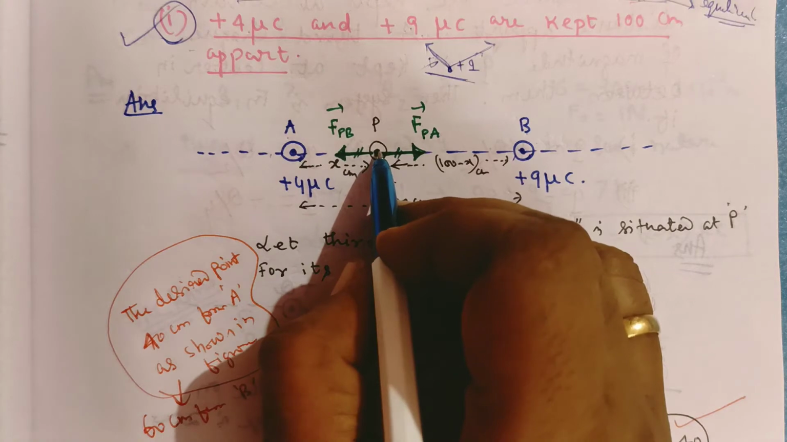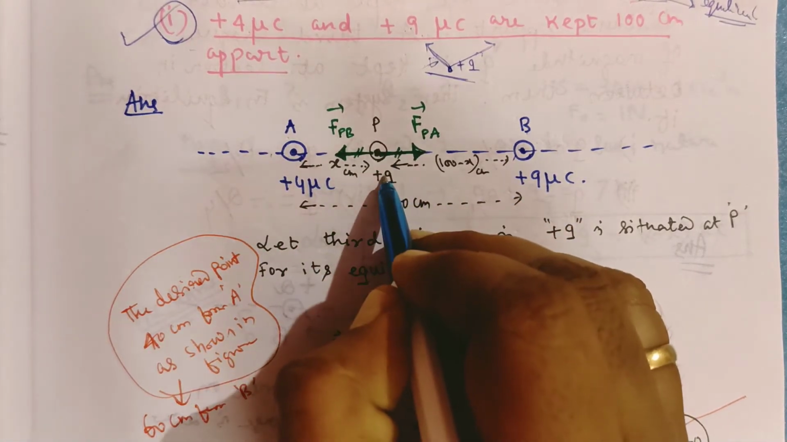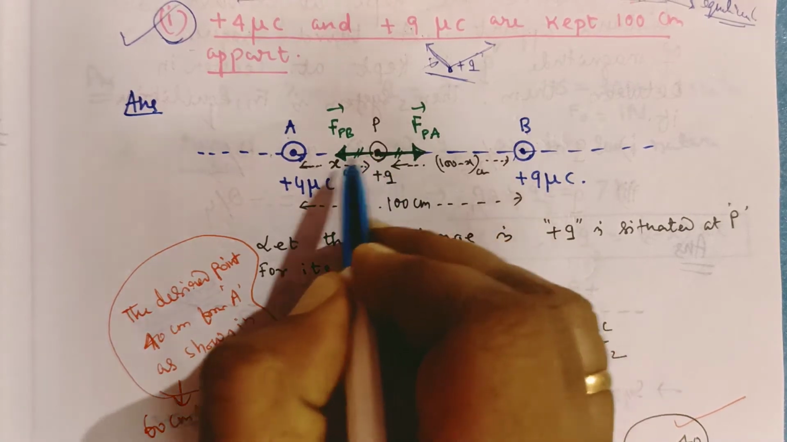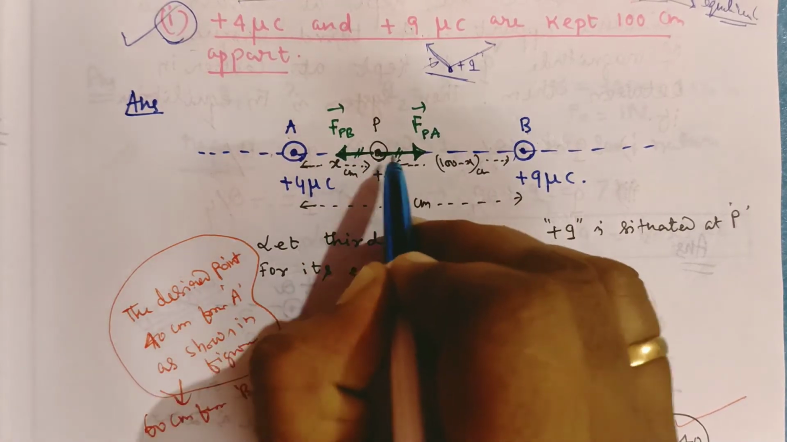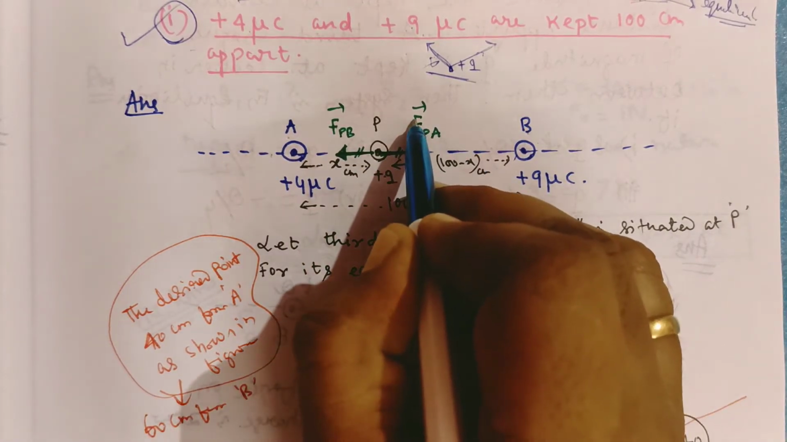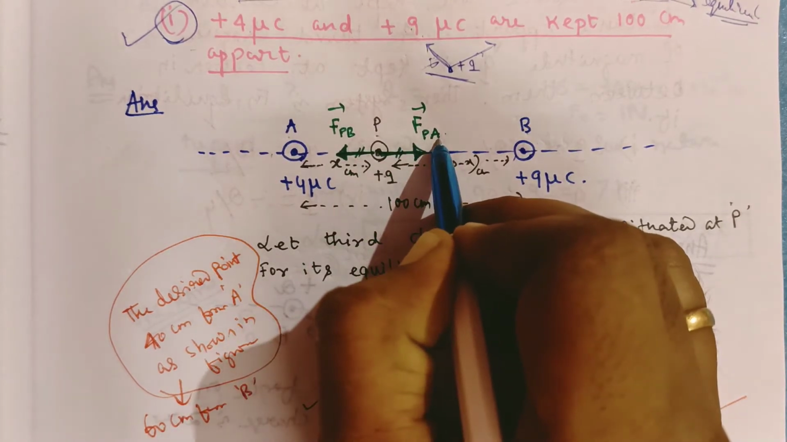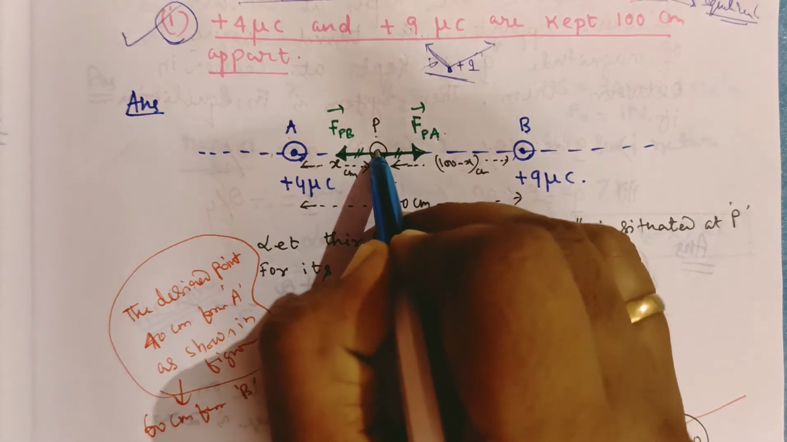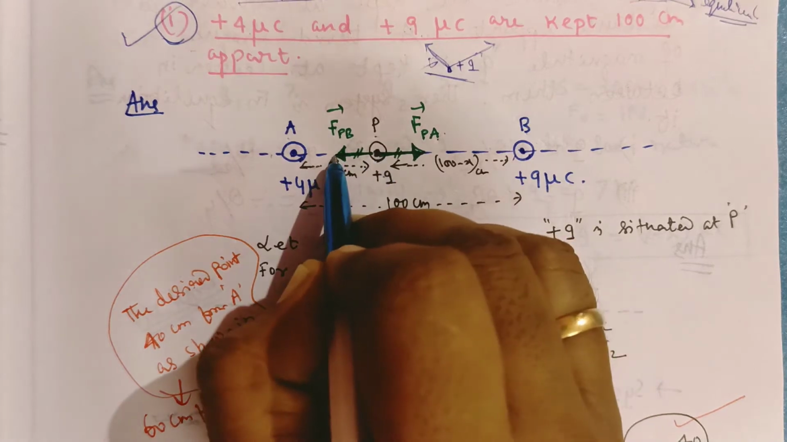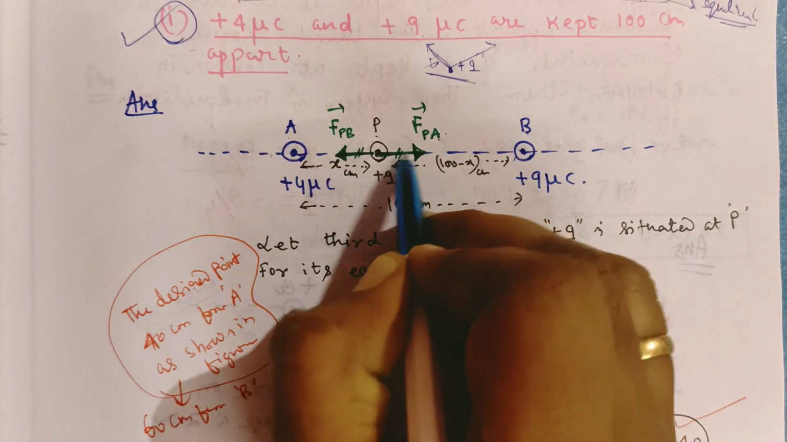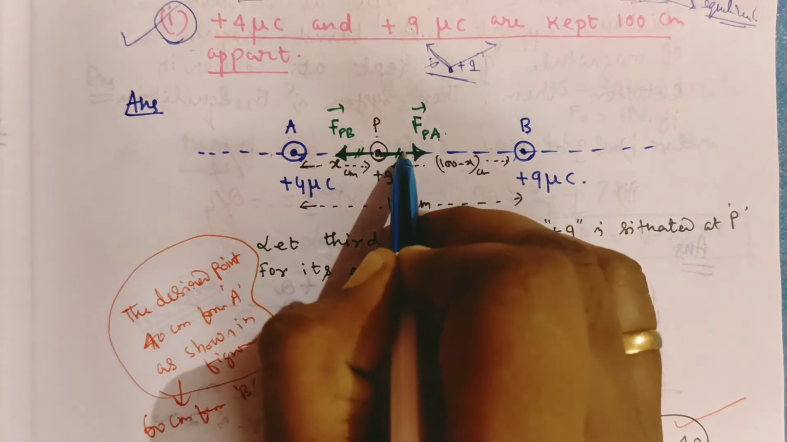How does it come true? You see, this is the third charge plus Q I have kept here. At this moment, this plus 4 microcoulomb charge will repel this charge in this direction, so I have written FPA, that means force acting on P due to A. Simultaneously, the charge B will also repel this plus Q in this direction. Now you get the result: these forces are opposite in direction. They will cancel each other if they have the same magnitude.